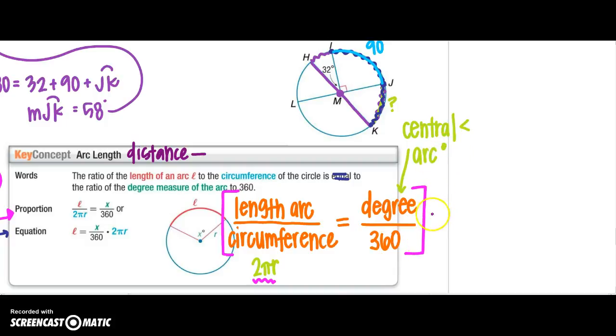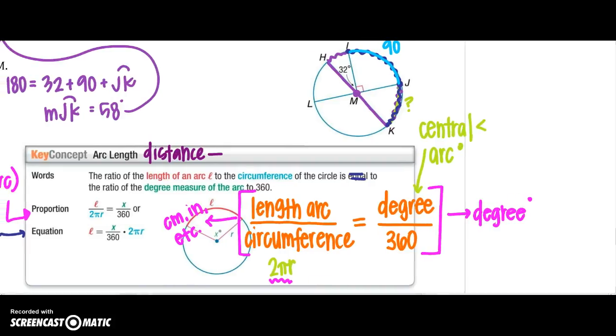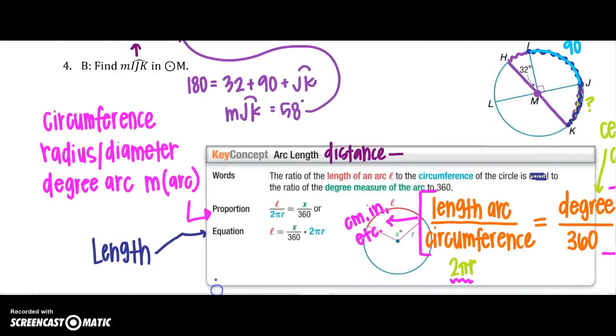And I remember that this side is always dealing with my degree portions, and this side is dealing with centimeters, inches, whatever you want to call it, feet. Alright, then it'll make more sense when we get involved. So if you are solving for your circumference, if you're solving for your radius, if you're solving for your degree of your arc, or the measure of your arc, you're going to use the proportion style one. If you're asked to solve for the length of your arc, I always advise you to use your equation portion because it's already solved for L. So these two both are the same thing, they're just set up differently.